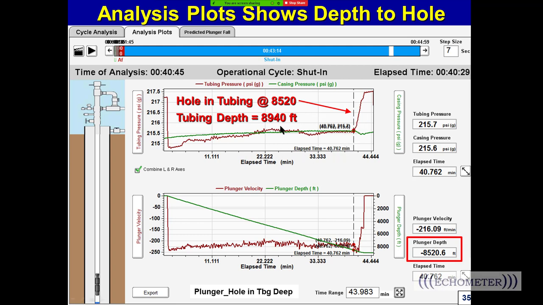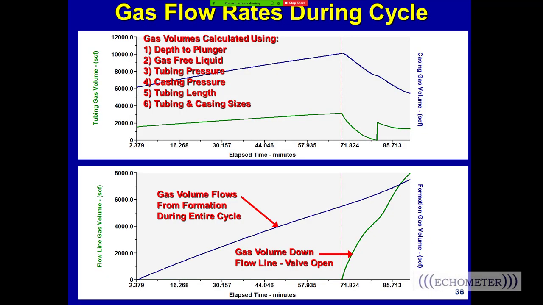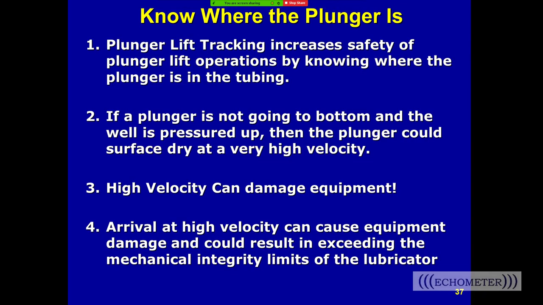So this behavior is just the way it works. The weight of the plunger is significant, and it shows up on the tubing pressure when the plunger weight's no longer being held up by the gas. Now, this slide shows us that we use the tubing pressure and casing pressure to calculate the gas volumes. And so this is the gas. In blue is the formation gas flowing into the well, and the green is the gas that goes down the flow line. And sometime in the future, we'll include a discussion of this with the Foss and Gall presentation.